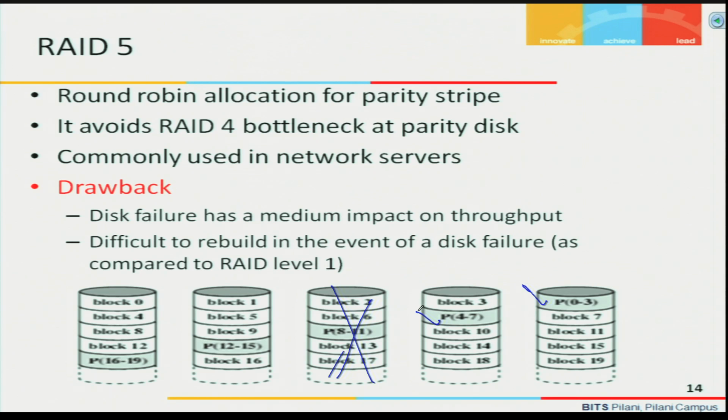and the parity for blocks 8 to 11 is also lost, but blocks 8, 9, 10, 11 are already there. So that parity can be reconstructed after replacing the disk, and 13 and 17 can also be recovered, 13 from here and 17 from here. It can sustain one disk failure, but the rebuilding is comparatively more difficult than RAID 1, in the sense that it takes some time, it is not readily available.